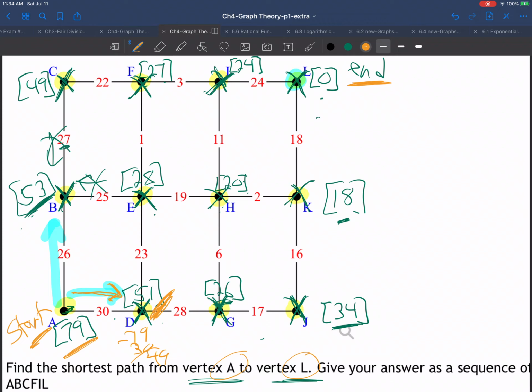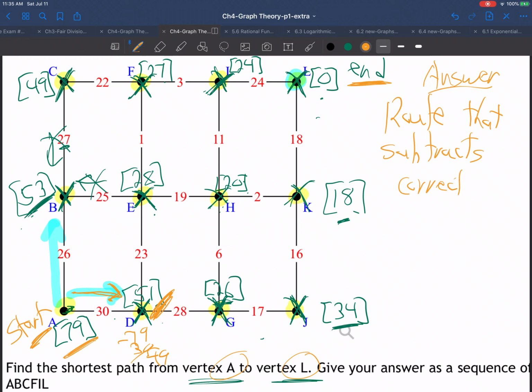The real route, the true answer, the way we'll find it now that we've calculated everything, is the route that subtracts correctly. Let me write that down: the route that subtracts correctly. So the answer is the route that subtracts correctly.